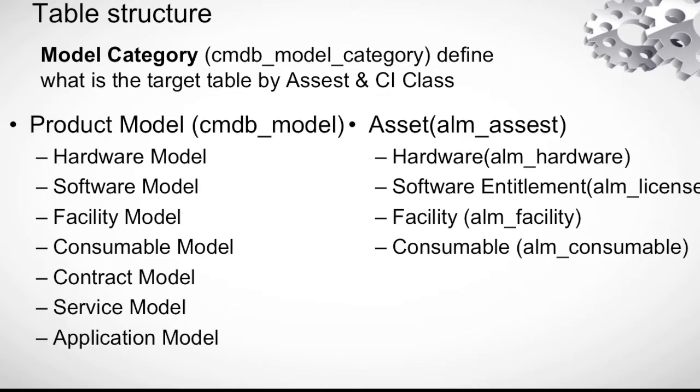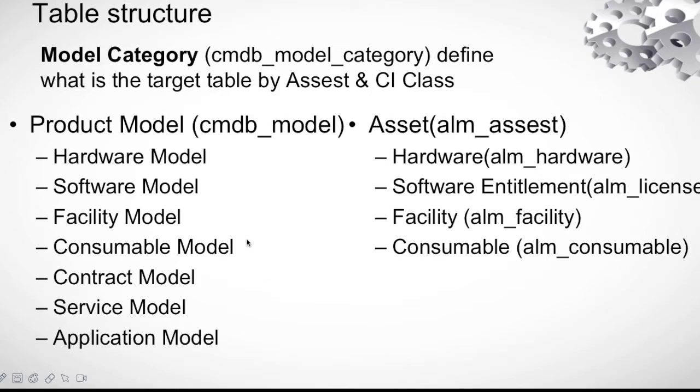Whenever these models generate a catalog item, and the end user orders that catalog item, it generates the hardware, software, facility, or consumable item. The software model, hardware model, and facility model on the left side are created by our asset team. They create these models one time, and from there the catalog item is generated, and the end user raises the catalog item multiple times to generate the hardware, the software entitlement, the facility, and the consumable.